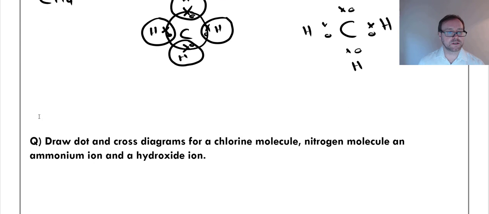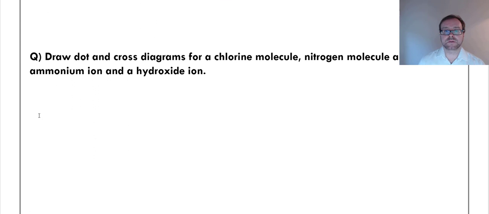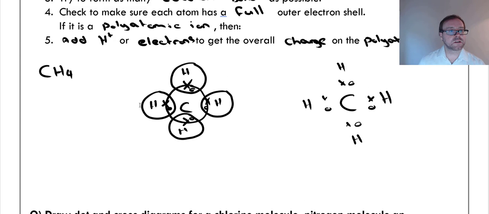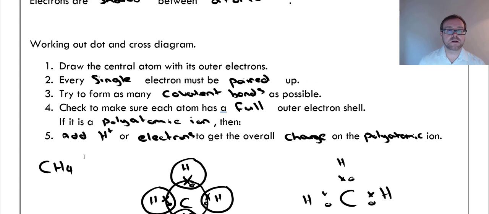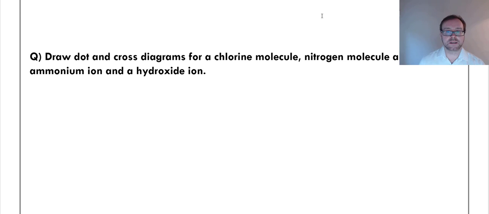Okay, your turn. Draw dot and cross diagrams for a chlorine molecule, a nitrogen molecule, an ammonium ion, and a hydroxide ion. The last two are slightly more complicated, but if you follow step 5, you should be able to work it out. I'll give you 10 minutes to do this. Right, let's go through it.